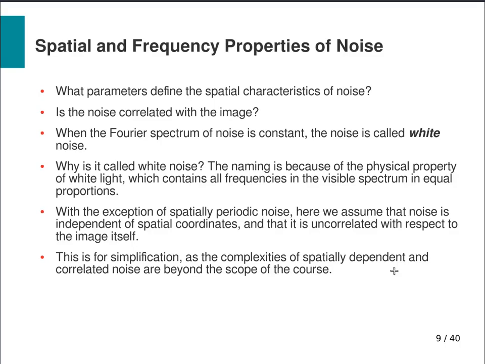With the exception of spatially periodic noise, here we assume that the noise is independent of spatial coordinates. And also we assume that it's uncorrelated with respect to the image itself. These are some simplifying assumptions, because when you don't have them, the analysis of the noise is going to be much more complex, which is out of the scope of the course.